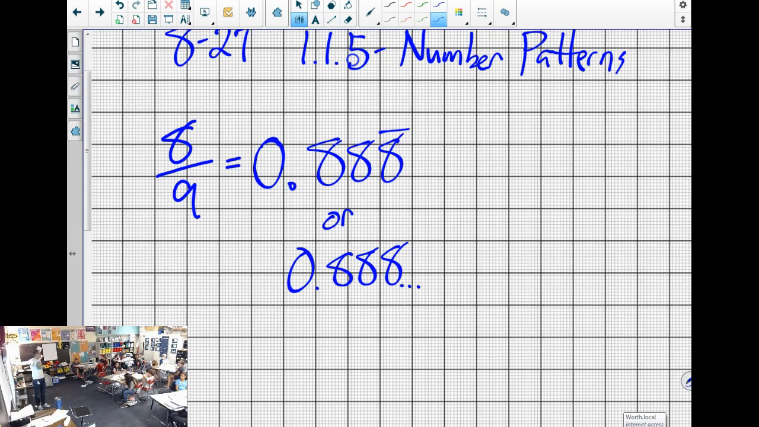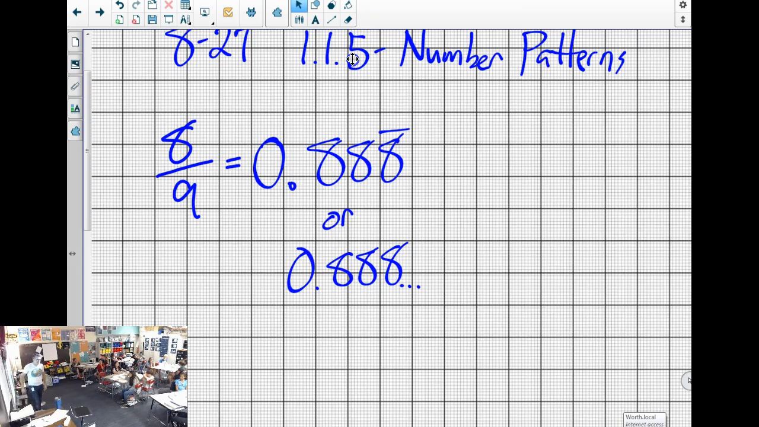Repetend, you can write this, but you can't really type it. There's no real way to get a line above a number in a computer unless you know how to write math code. This nerd does. So if we're typing, we would type dot, dot, dot. You cannot really type a repetend, but most of the work we do this year is going to be on paper, so no worries.